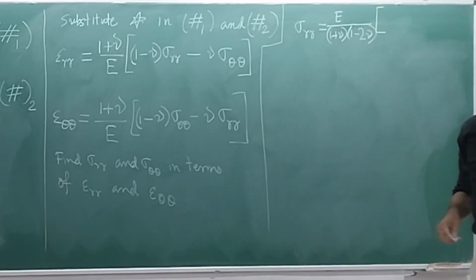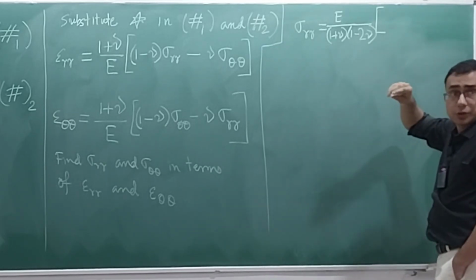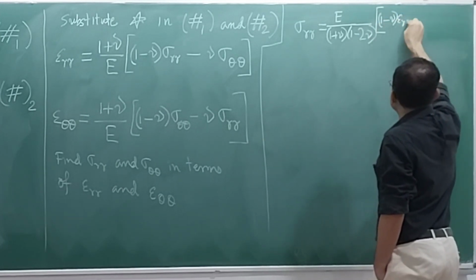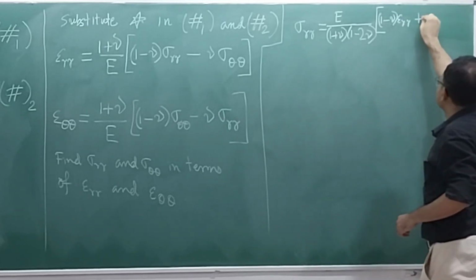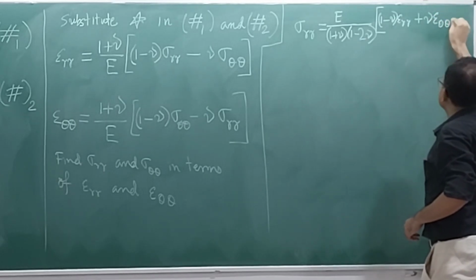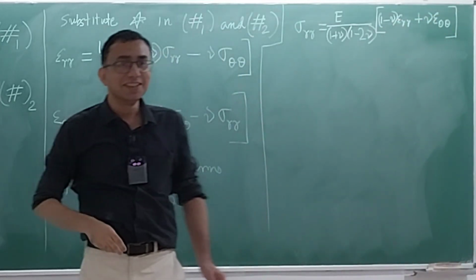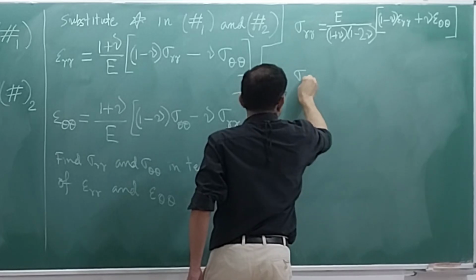Try to bring it in this form, please. E into 1 minus nu into epsilon RR plus nu into epsilon theta theta. So thank you, Charit. Let your name go into the video record. So it's the same form for sigma theta theta.